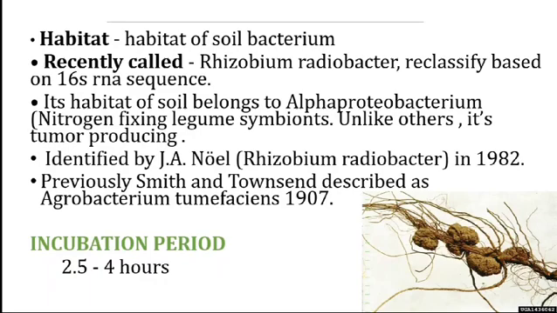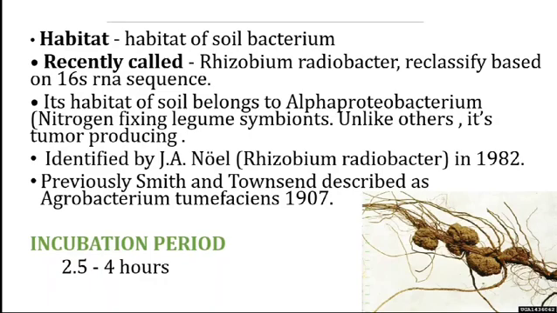It was recently called Rhizobium radiobacter. It was reclassified based on 16S rRNA sequence. Its habitat is soil, and it belongs to the Alphaproteobacteria, which includes nitrogen-fixing legume symbionts. Unlike the others, it's a tumor-producing organism. Identified by J.N. Noel as Rhizobium radiobacter in 1982.